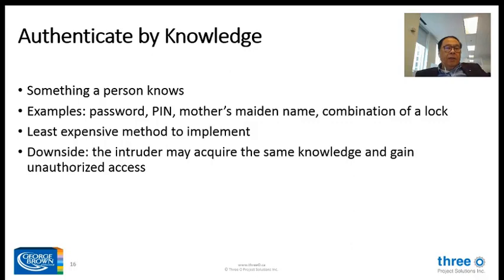Authentication by knowledge is something that we know. I kind of already covered that. Something a person knows. So examples would be password, PIN number, mother's maiden name, and combination of a lock and so on. This is the least expensive method to implement. Okay, it's just something that you issue, you create, and then the user has to remember. So there's nothing to manage. Okay, well, you still have to manage password resets if someone forgot the password. But compared with the other two subsequent methods, you know that this is the cheapest, the least expensive one.